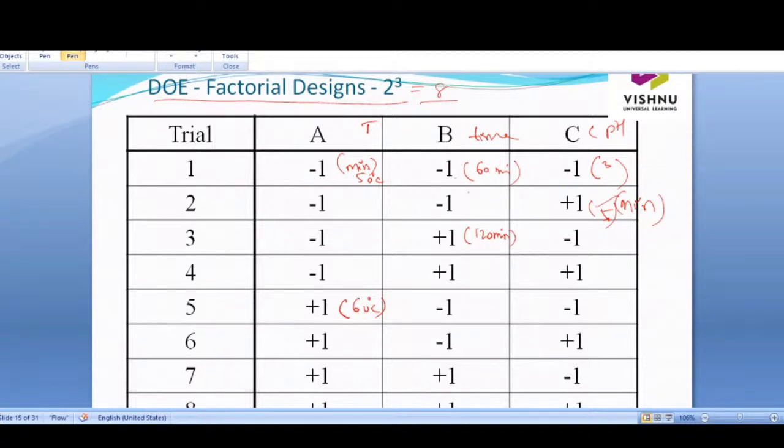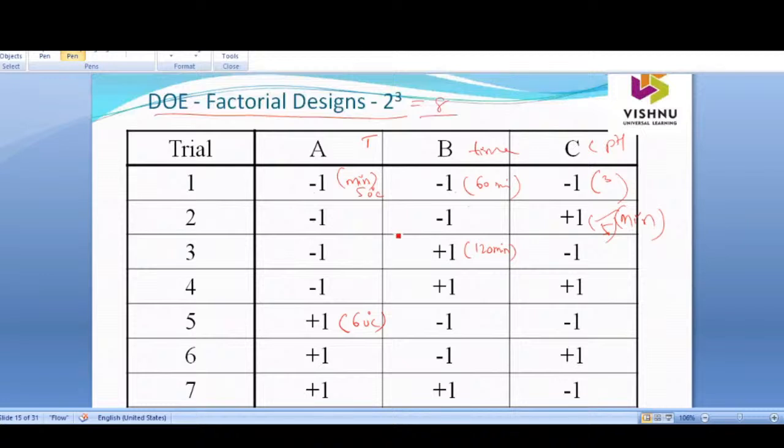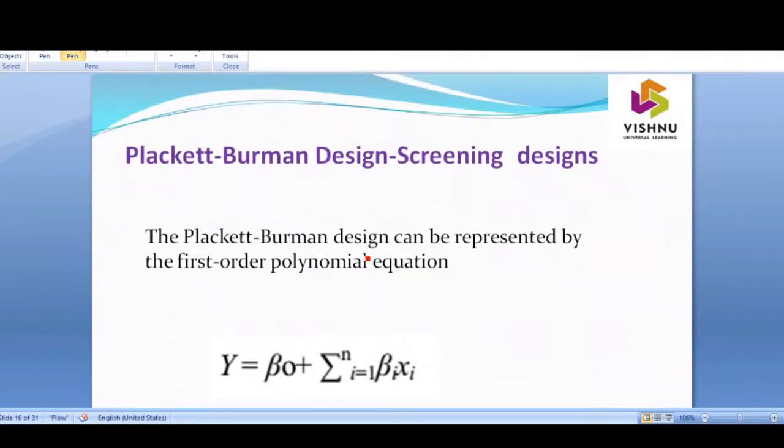Like that you can get the different combinations of the experimental runs. For these factors, please remember A, B, C are the factors. For those factors you have to define the minimum value and the maximum value. According to that you can design your experimental runs.